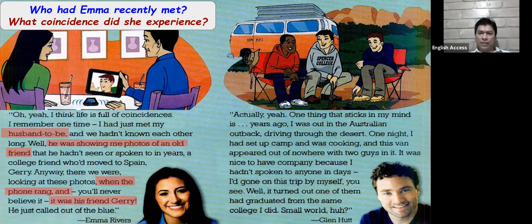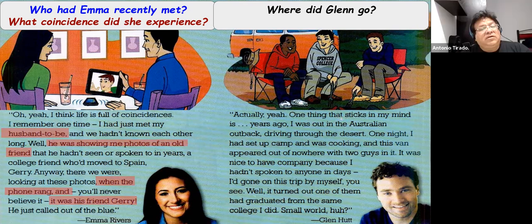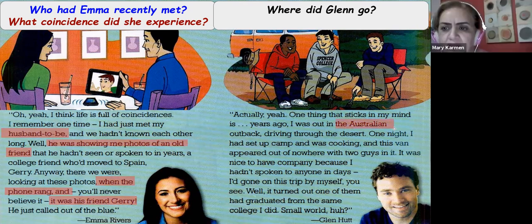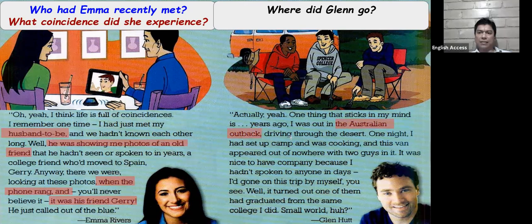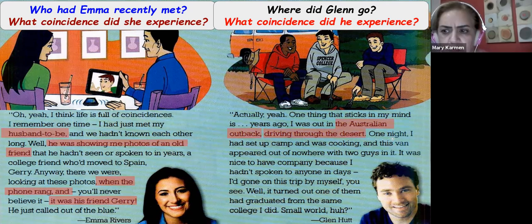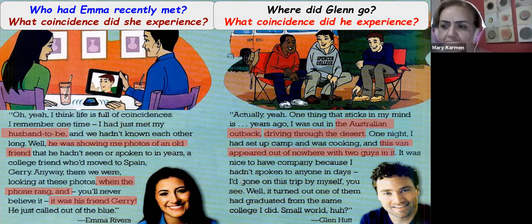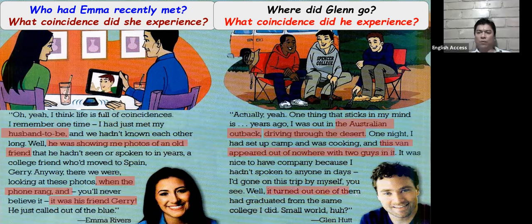What about Glenn? Where did Glenn go? To Australia. Southern Australia, in the outback, driving through the desert. All right, good. What coincidence did he experience? A van appeared and parked by, and one guy was from the same college he used to go to. Yes, this van appeared out of nowhere with two guys in it. One of them, it turned out, graduated from the same college.